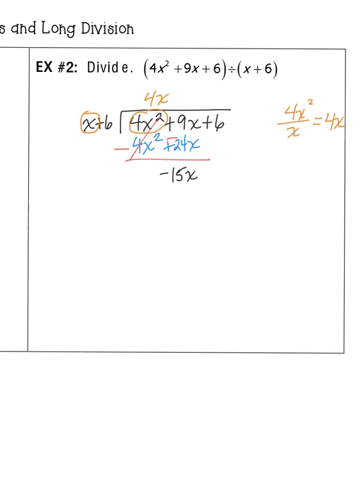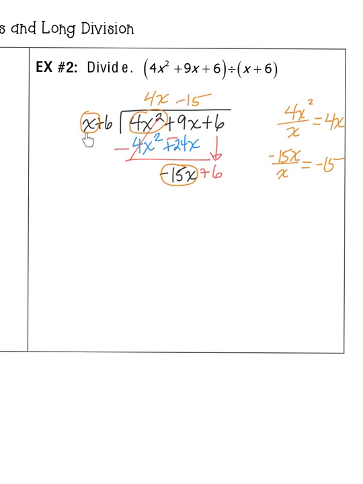But we're not done because I can drop down this 6. So bring down the 6 plus 6. And then the whole thing starts all over again. So just like before, I'm going to take the first term here and divide it by this first term here. So off to the side, I'm going to take negative 15x, make sure you focus on your signs, and divide it by x. That's going to give me a negative 15. So the negative 15 goes up top.